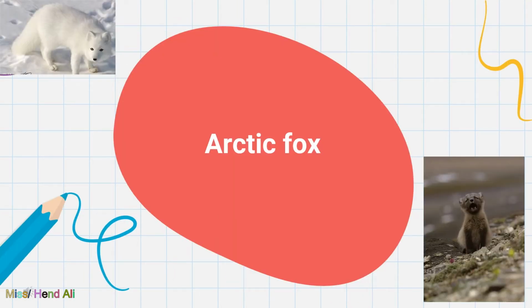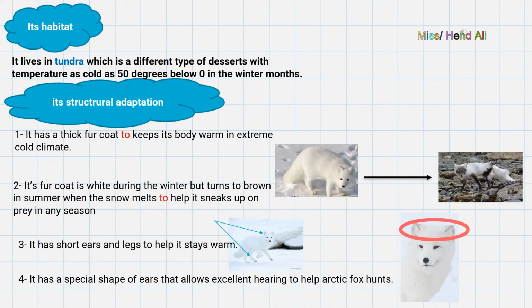Now let's talk about Arctic fox. Repeat after me: Arctic fox, Arctic fox, Arctic fox. Its habitat. Where does the Arctic fox live? The Arctic fox lives in tundra. Repeat after me: tundra, tundra, tundra. So fennec fox lives in hot desert and Arctic fox lives in tundra.